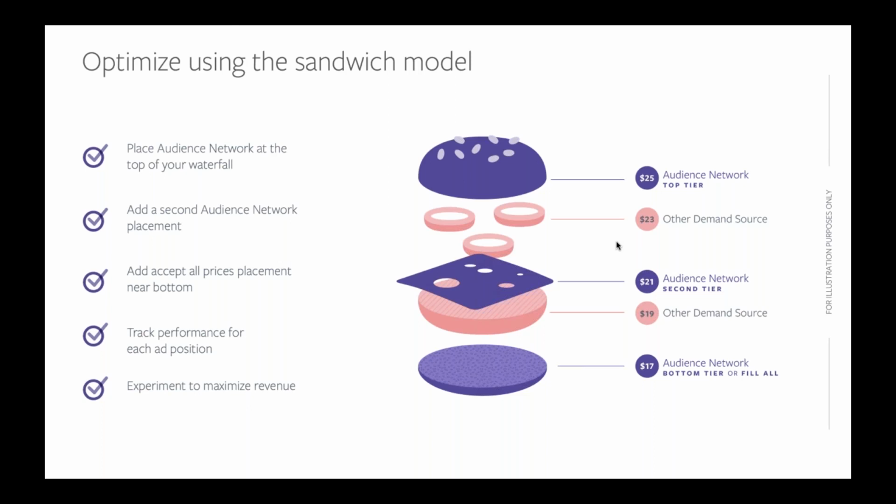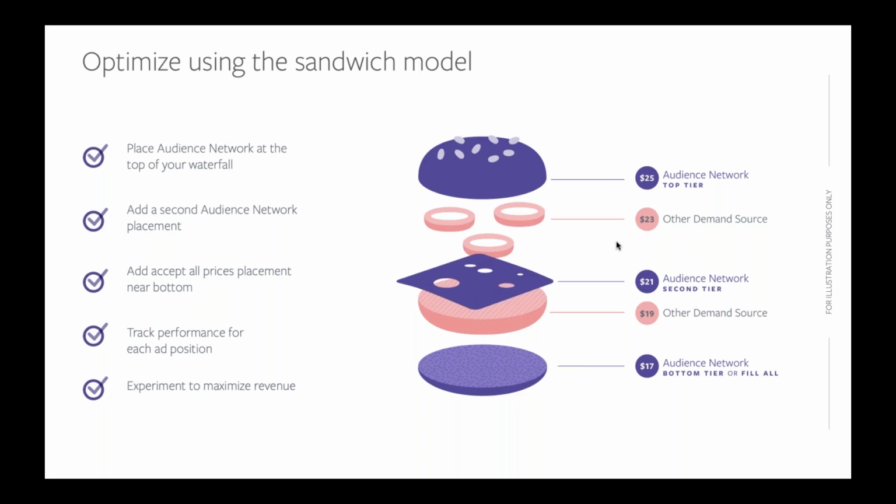Ultimately, CPM targets will provide the unique ability to position Audience Network at various points throughout your waterfall, and this helps you to take full advantage of our high-quality demand pool of global advertisers. So we call this approach the sandwich model right here. And here is a quick overview of how you're going to go about optimizing using the sandwich model.